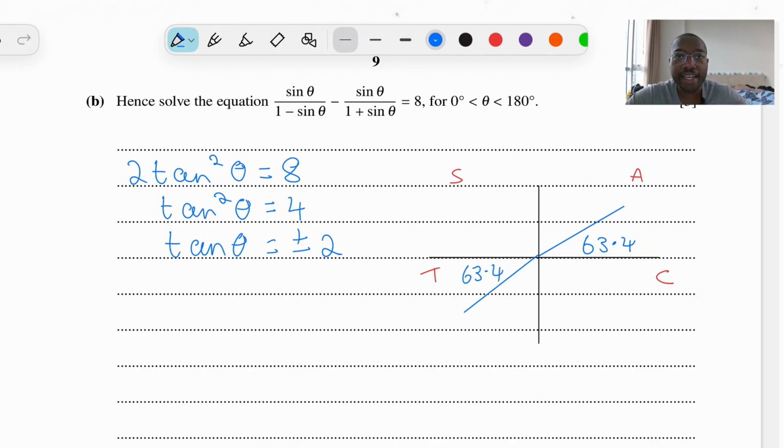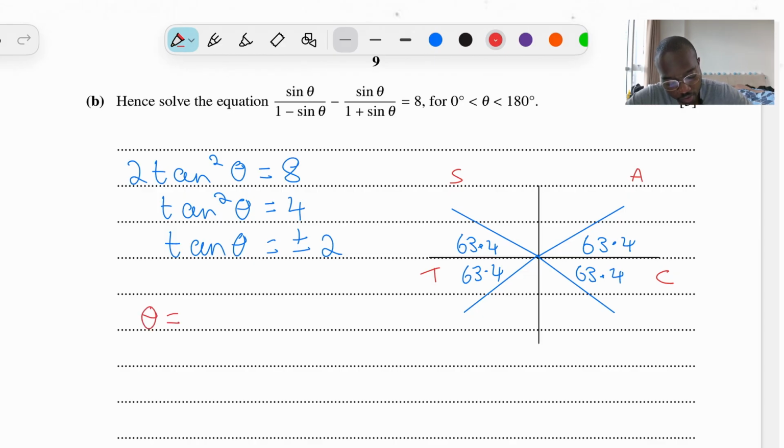That's when tan is positive. But then because we have a negative 2, we're also going to have it when tan is negative. So we're also going to have it in these quadrants too. So it's going to be in every single quadrant, okay? Because we have positive and negative. And now in the question, they want it between 0 and 180. So we can just look at our CAST diagram and see when it's going to be between 0 and 180.